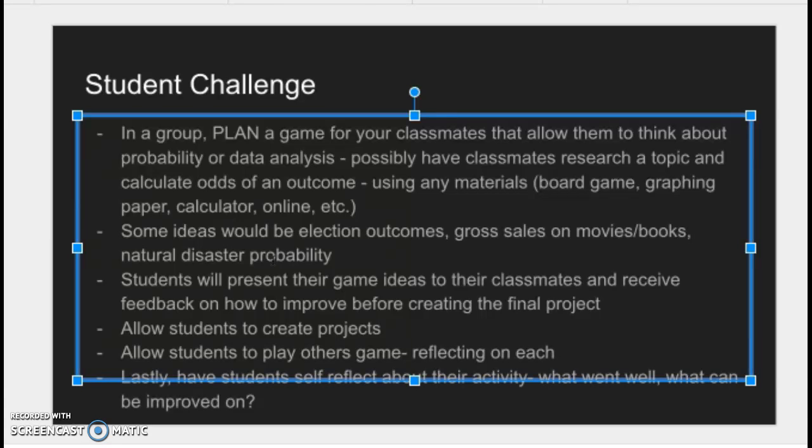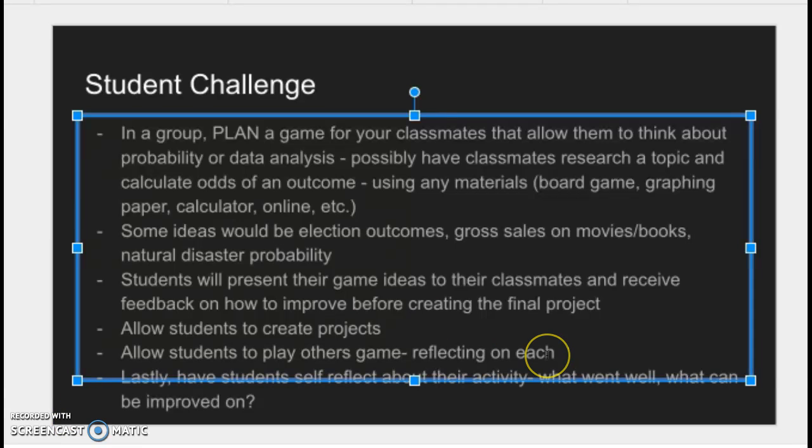students would have time to play each other's games. This would be a time where you would really see if, one, students creating the games understand how to make something that has to do with probability and data analysis, but also students who are playing the games, this is kind of an assessment for them. Are they understanding the material when applied in a different situation or context than what they created?